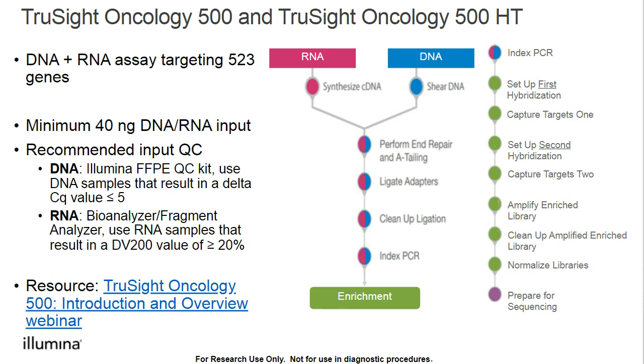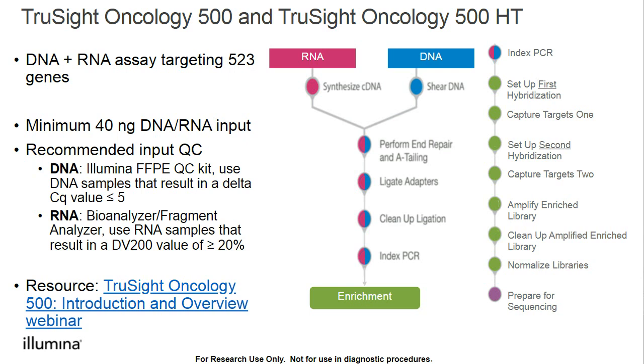And so we want to use a minimum of 40 nanograms of DNA and RNA input, and definitely check out the reference guide if we're interested in using this kit, because there are recommendations for the minimum tissue size of the tissue that we want to use for extraction here. And for our input QC, we'll use qPCR or the Illumina FFPE QC kit. And we only want to use DNA samples that have a delta Cq value of less than or equal to 5.